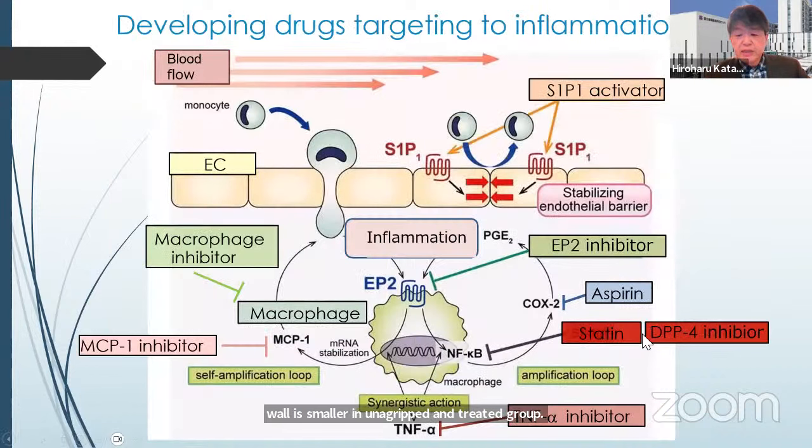In addition to statin and DPP-4 inhibitor, many drugs are nominated as candidates for preventive drugs for intracranial aneurysm. Especially aspirin is famous because subarachnoid hemorrhage is infrequent in patients taking aspirin in the ECS study. I think many drugs, and I hope many drugs, are developed for aneurysm prevention and used clinically.